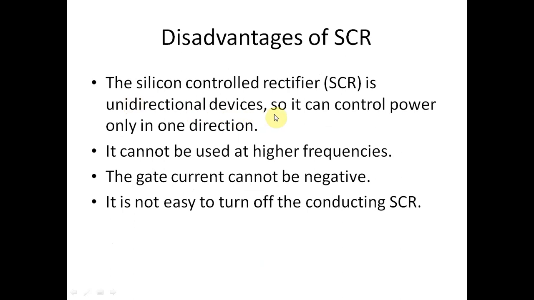These are some disadvantages of SCR. The silicon controlled rectifier is a unidirectional device, so it can control power only in one direction. Second disadvantage, it can transmit power in only one direction. It cannot be used for high frequencies. The gate current cannot be negative, and it is not easy to turn off a conducting SCR. SCR is turned on very easily, but it is very difficult to turn off. This is the main disadvantage of SCR.